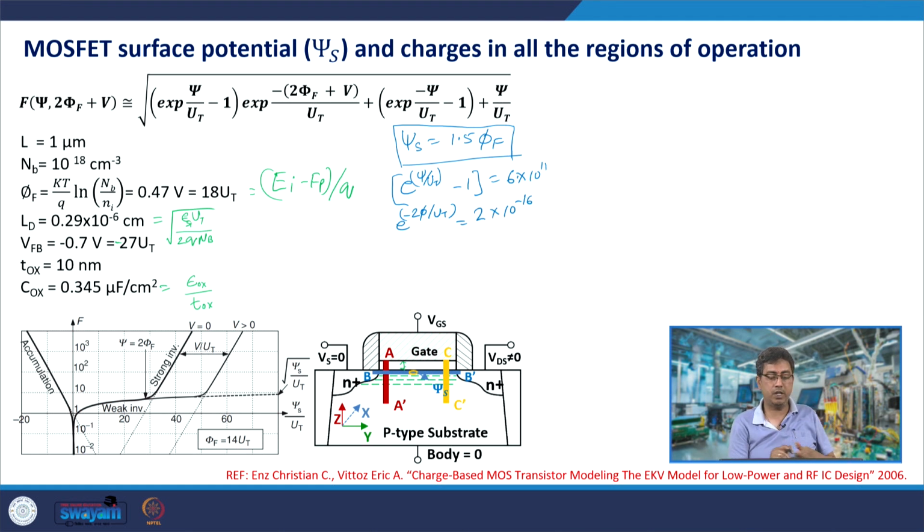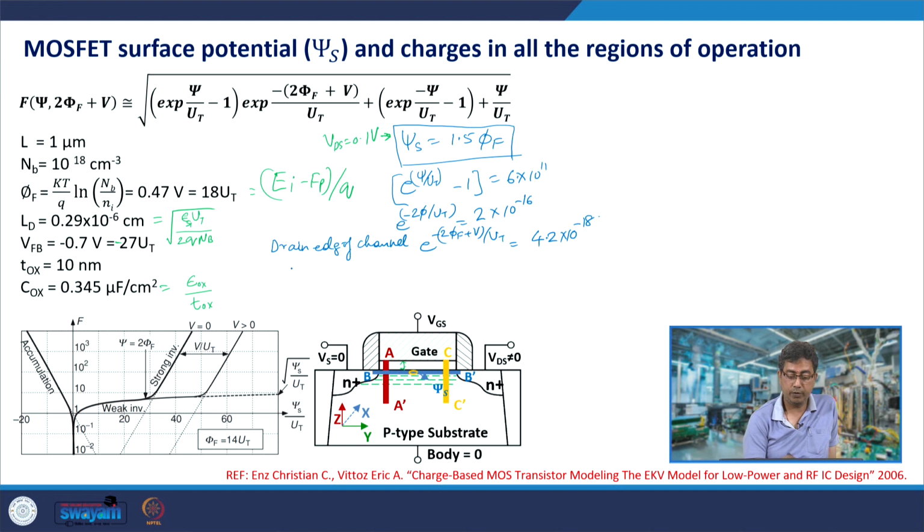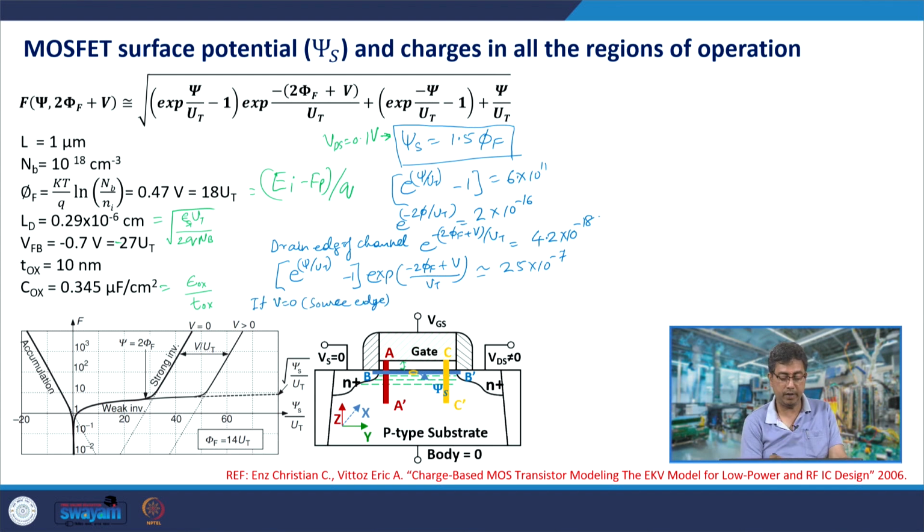Suppose the drain voltage VDS is 0.1 volts. Suppose for all the cases we take VDS 0.1 volts. So, in that case at the drain edge of the channel you get this value. So, the first term nearly comes out to be 12. If the value of V is 0, that is at the source edge of the channel, we find that the first term nearly comes out to be 12 into 10 to the power minus 5.